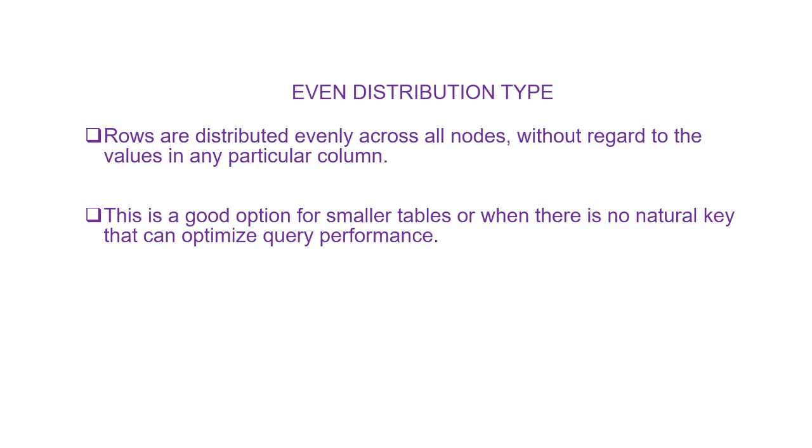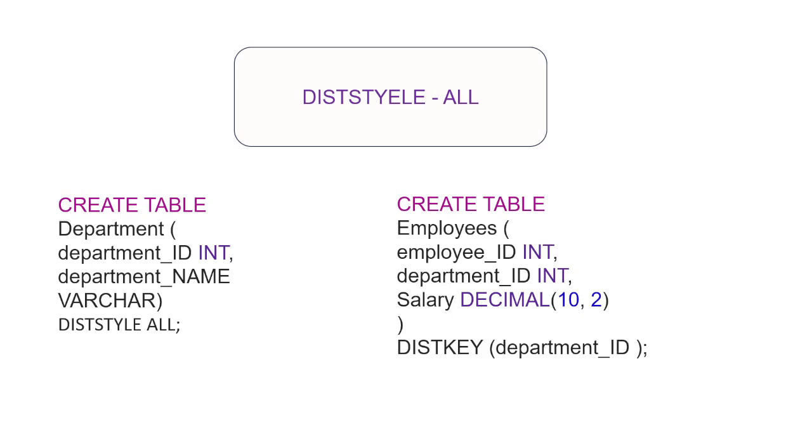Now, as I told you, here rows are distributed evenly across all the nodes, with no regard to any particular column, right? It will just share the data evenly, and this is good for optimization for a smaller table where there is no natural key to optimize the query performance, right? If it's a small table, you can go for even, then fine, because there is no key which basically gives you an advantage over the key distribution or all distribution. So it is better to go for an even distribution.